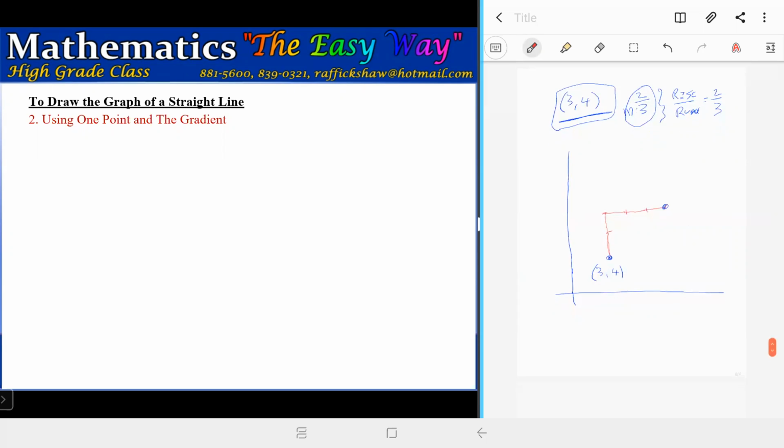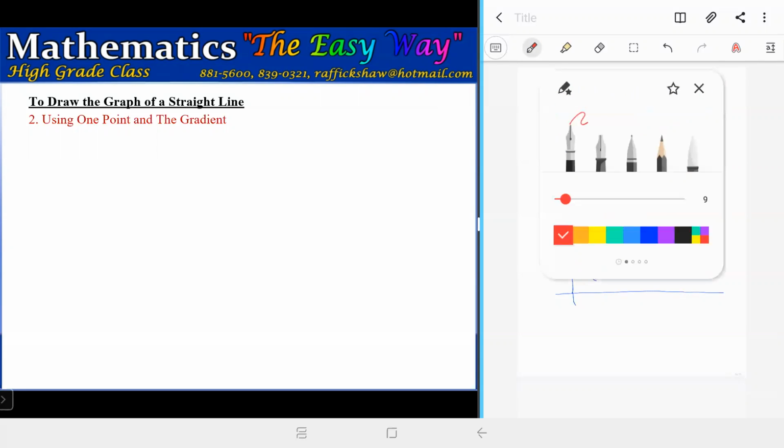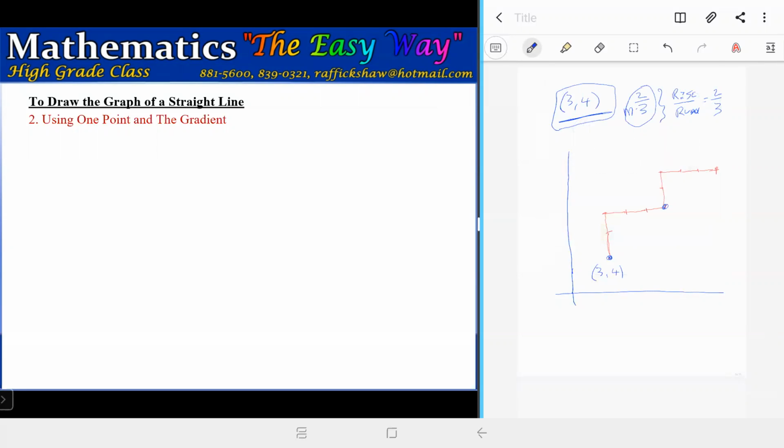Here, rise 2: 1, 2. Run 3: 1, 2, 3. And if you have a grid graph, it's quite easy. So there's yet another point on the line right here. So I've used one point and the gradient to locate points on this line. You understand that?